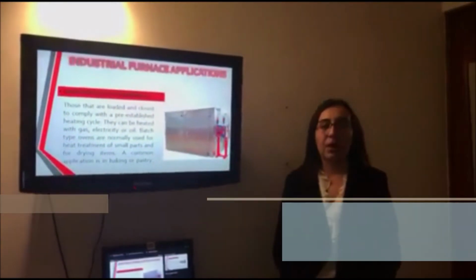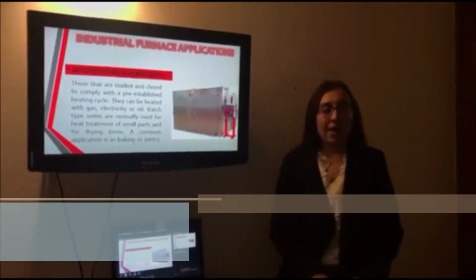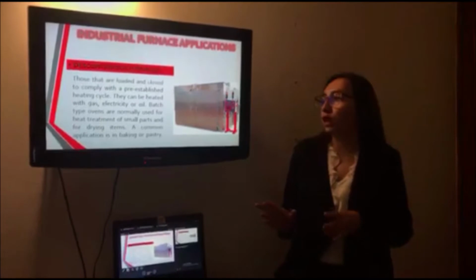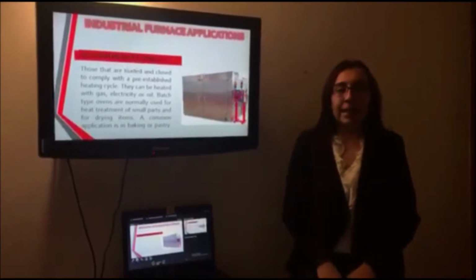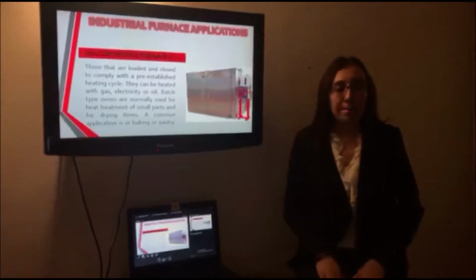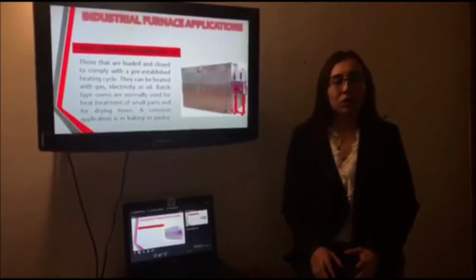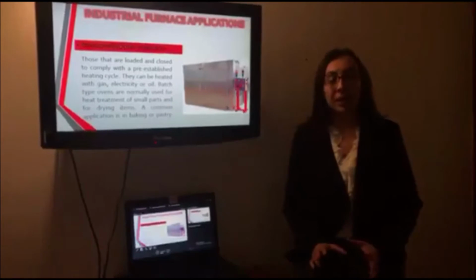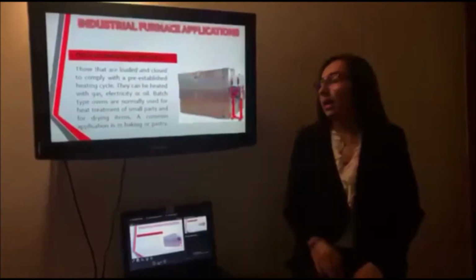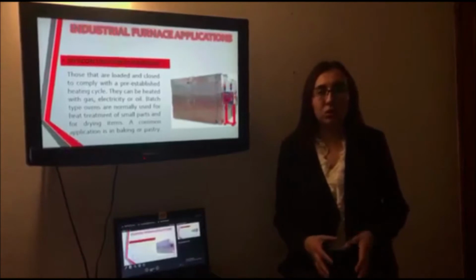Discontinuous furnace. Another name for this type of furnace is the batch furnace. Those that are loaded and closed to complete a pre-established heating cycle. They can be heated with gas, electricity, or oil. Batch type ovens are normally used for heat treatment of small parts and for drying items. A common application is baking of pastry. In this picture, you can see this discontinuous furnace.